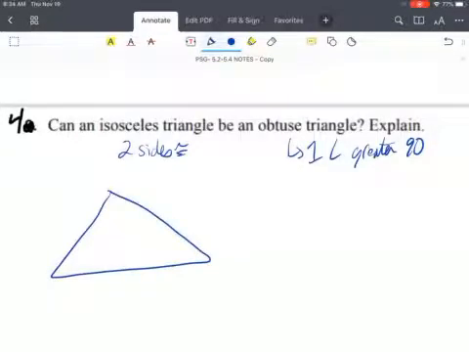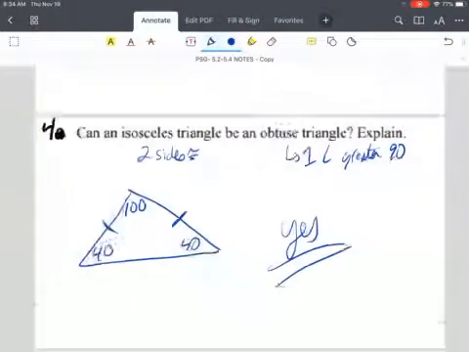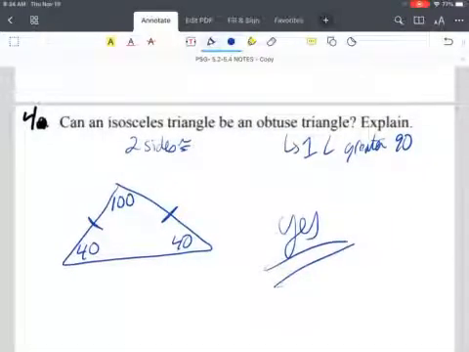We can come up with many examples. I'll just give you one. 100, which means that the other two angles must be congruent, which makes 40 and 40, which makes the sides congruent. So the answer is yes, that can definitely be done. There are many, many examples. And that will conclude our notes for 5.2 and 5.4.